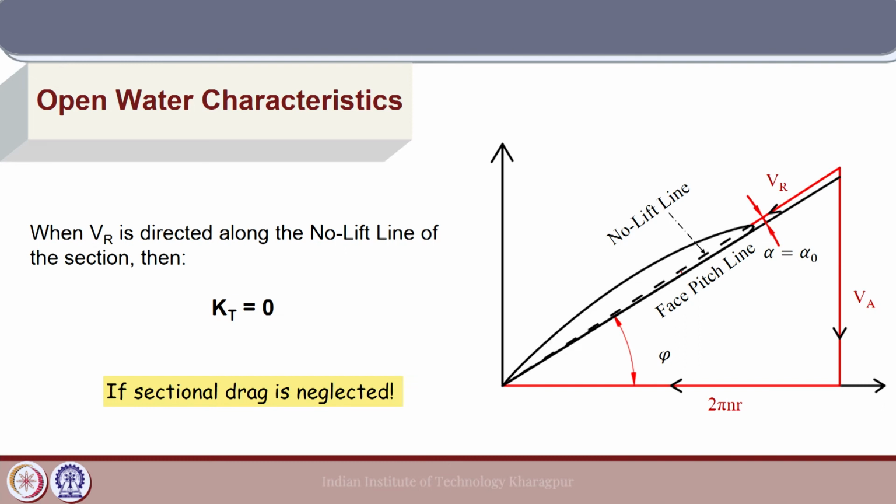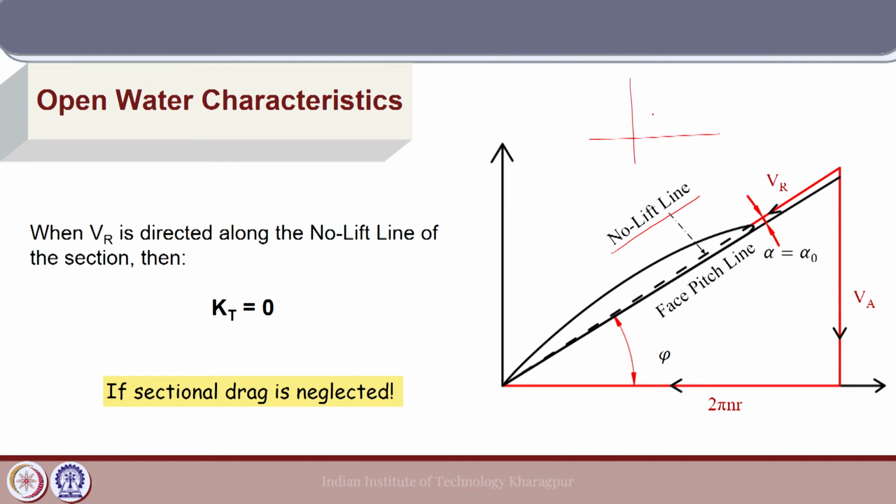Now, this is very important here. Sectional drag also plays a role in lowering the value of KT. Let us for simplicity neglect the drag first. So, to get KT equal to 0, the lift should be 0. Now, the lift is 0 when the resultant velocity is inclined at an angle which is in line with the no lift line of the section.